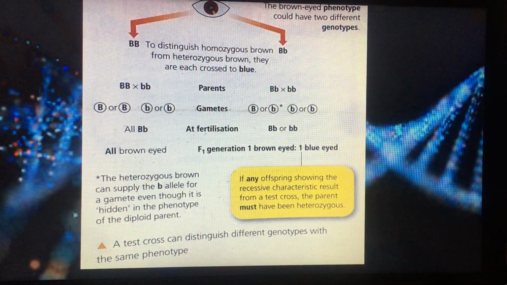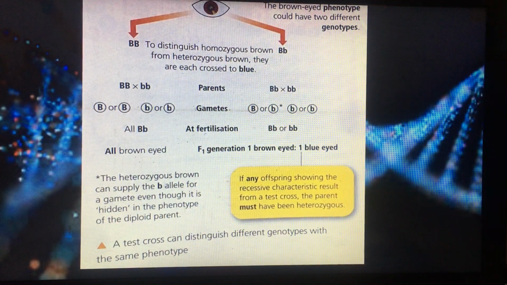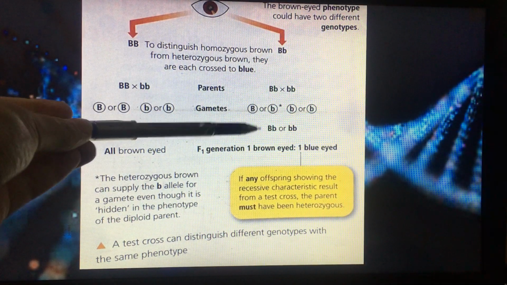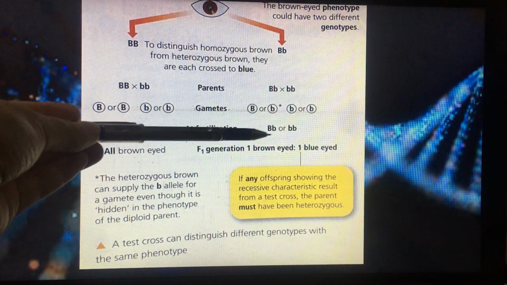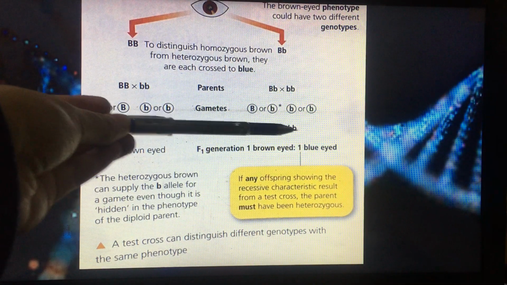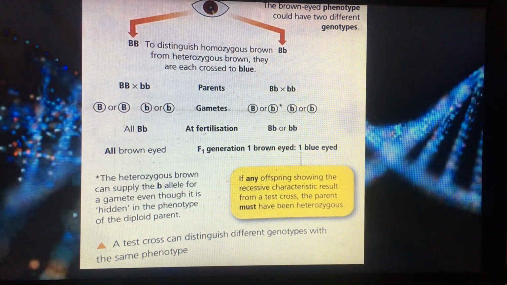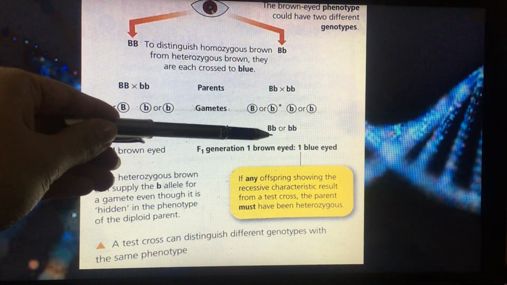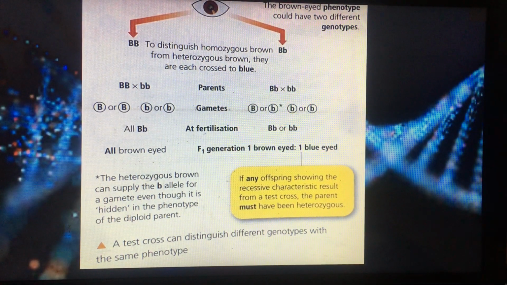Here the heterozygous brown can supply the B allele for a gamete even though it's hidden. Here we have B small, but it's hidden in the offspring. So here the color is brown and here the color is blue. If we have two B small, the color will be blue. But if we have one dominant gamete, which is B capital, that will give the feature of the dominant gamete.